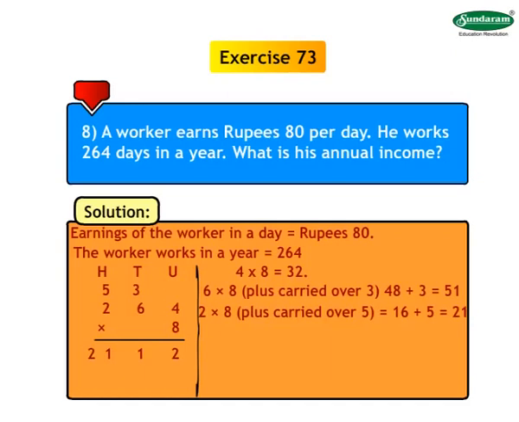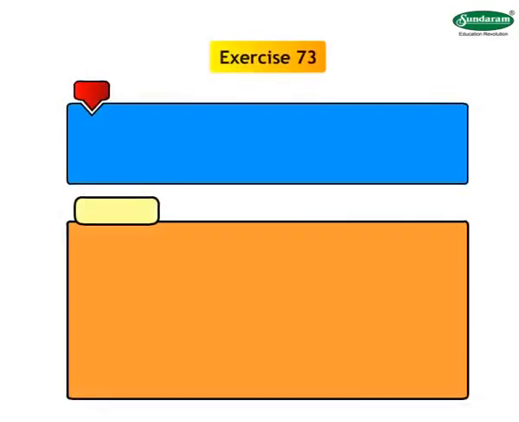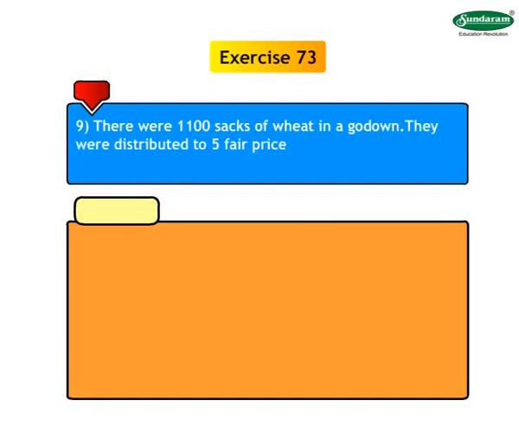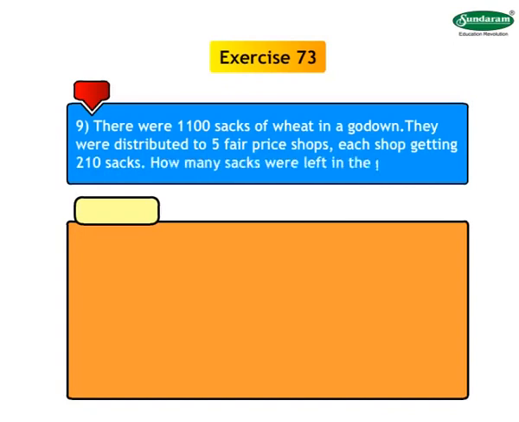Therefore, thus 264 into 80 is equal to 21,120. Hence, answer is the worker's annual income is rupees 21,120. 9. There were 1,100 sacks of wheat in a godown. They were distributed to 5 fair price shops, each shop getting 210 sacks. How many sacks were left in the godown?